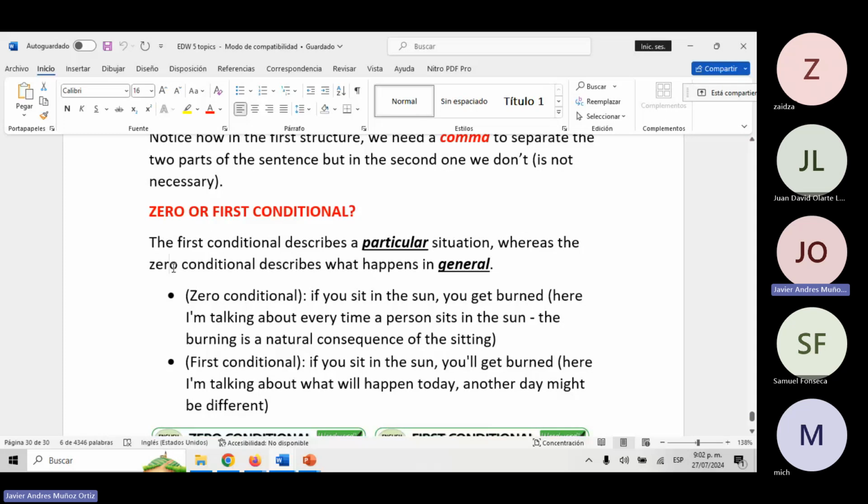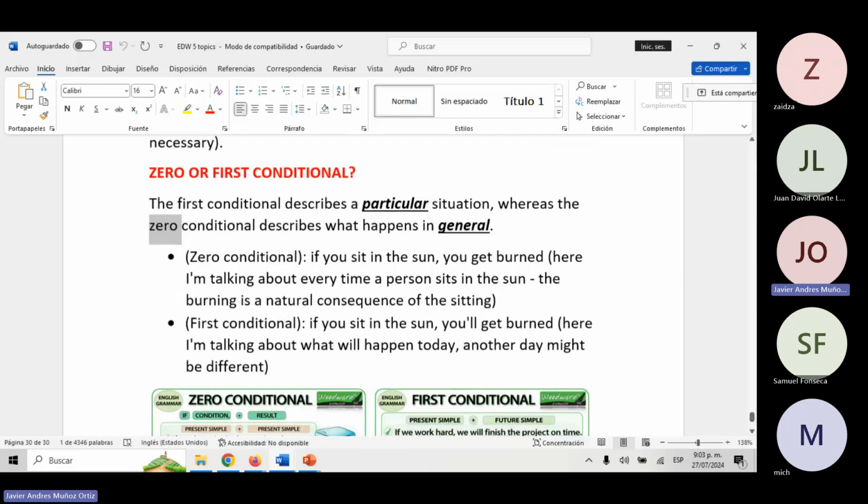Meanwhile, we are going to use zero conditional to describe what happens in general. It happens to you, to me, to your best friend, to your cousin, to your dog, to your mother, to your son, to your daughter, to your neighbor, for everybody. It happens to everyone in the world. So this is the main difference. First conditional describes a particular situation. Zero conditional describes a general situation. This is the main difference.